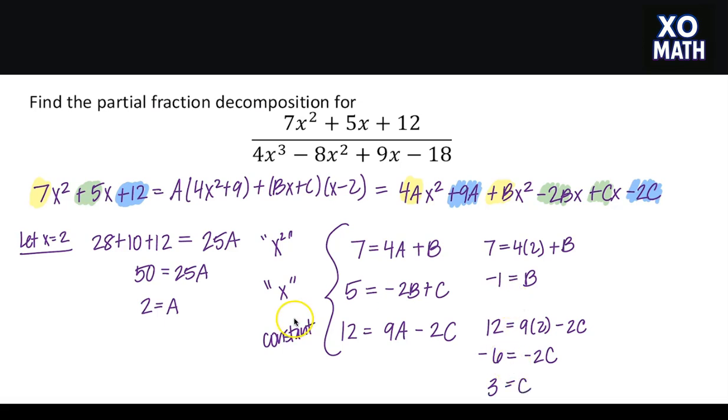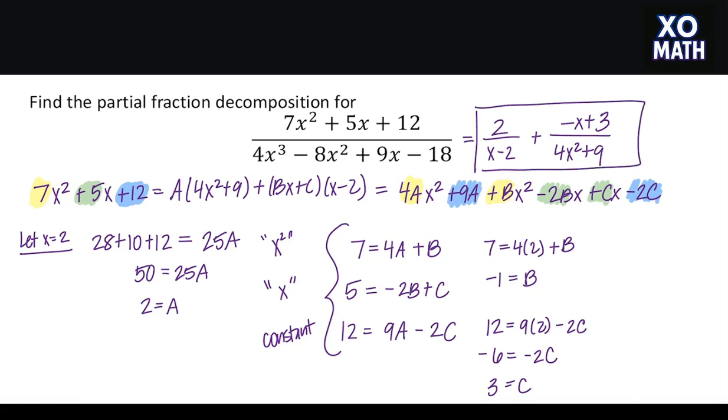So I get my values of a, b, and c, but we're not done until we plug them back into our partial fractions. If we remember, we had partial fractions that was a above x minus 2, and then bx plus c above 4x squared plus 9. So a was 2, so we'll go ahead and plug 2 in. b is negative 1, and c is 3. So we'll put a negative x and then plus 3. So this is my partial fraction decomposition.